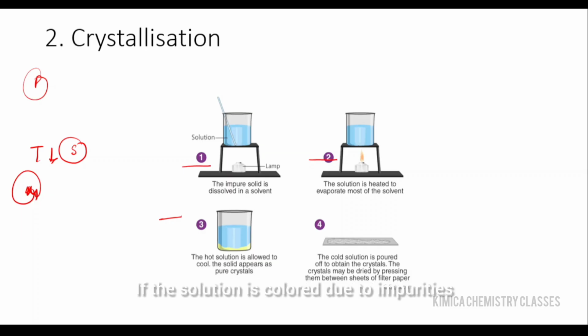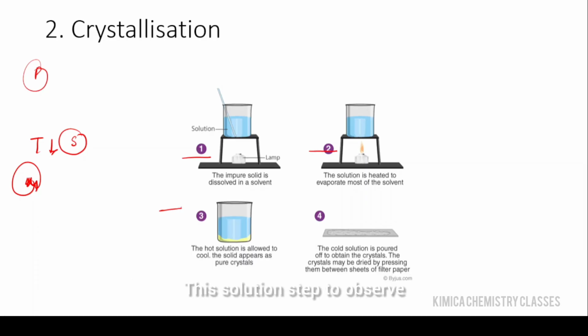If the solution is colored due to impurities, activated charcoal can be added during the hot dissolution step to adsorb these colored impurities. Repeated crystallization may be necessary if the impurities have solubilities comparable to that of the desired product.